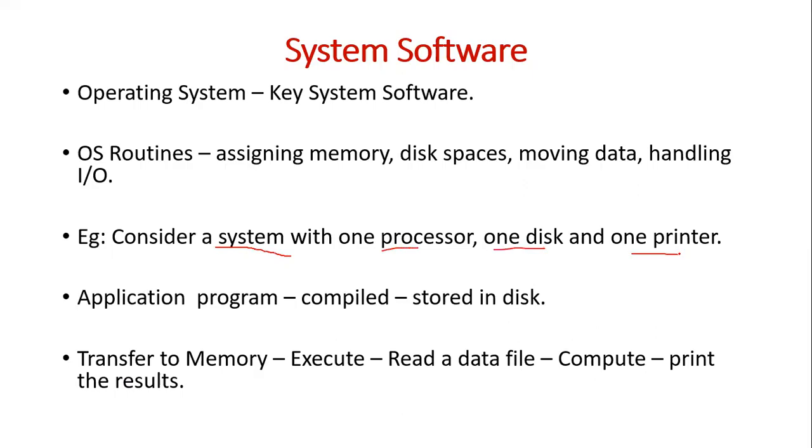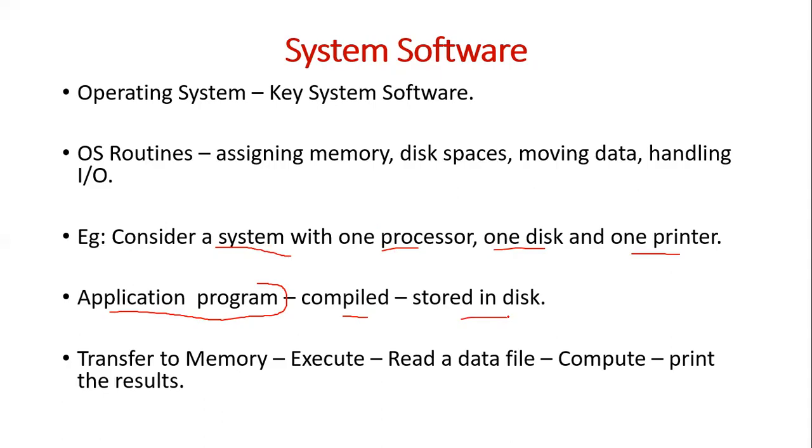Okay, this is a simple case. There is a computer with only one processor, one hard disk, and one printer. Say there is an application program which is already compiled into object code and stored in the disk. Now we want to execute this program.